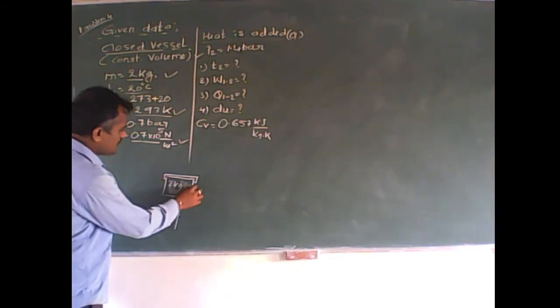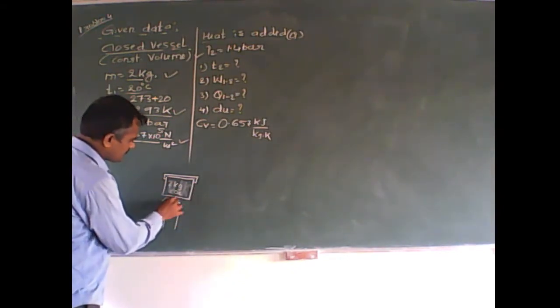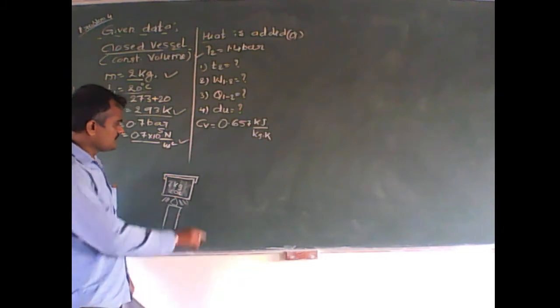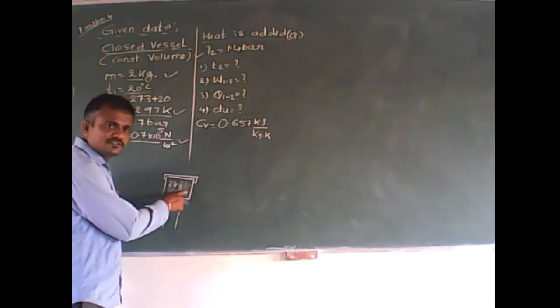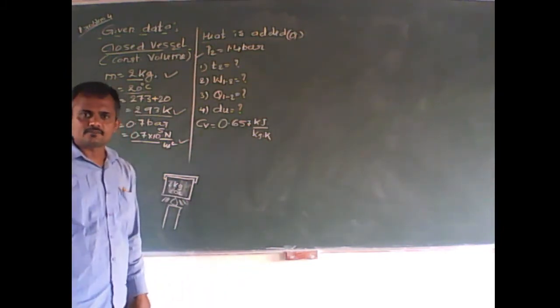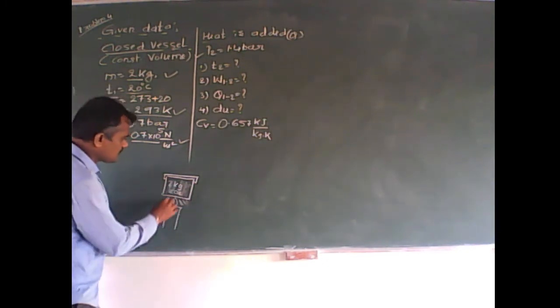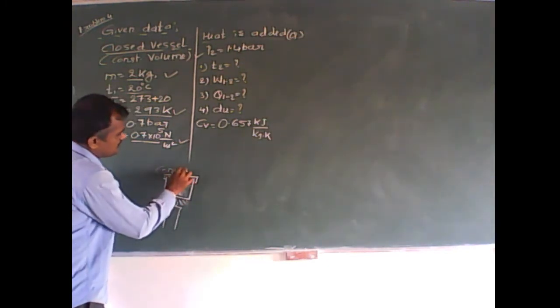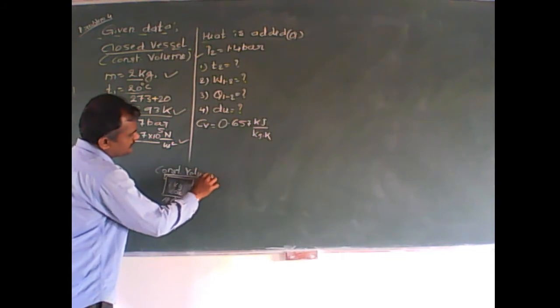Okay. Afterwards, we are adding heat. Because of the addition of heat, what happens? Definitely, its temperature along with the pressure is increasing. Is that right? So it is taking place in a constant volume process.